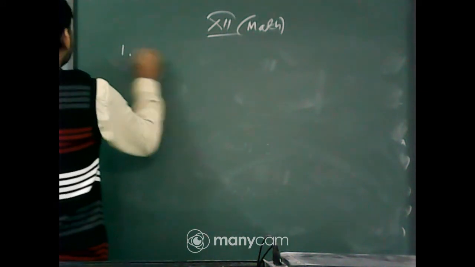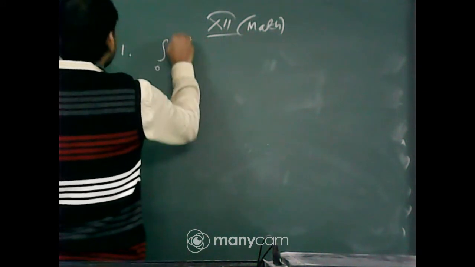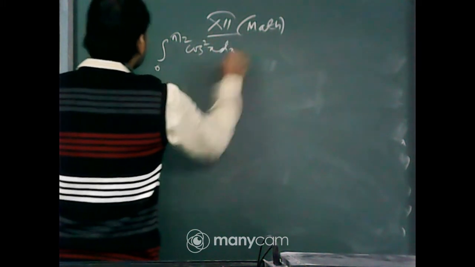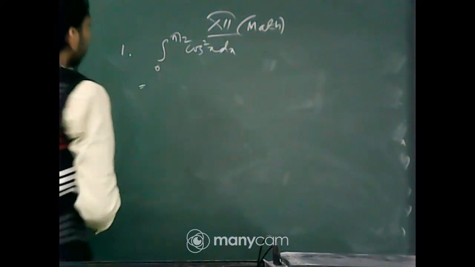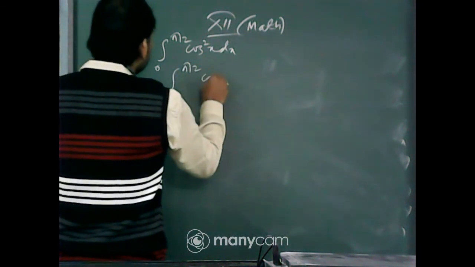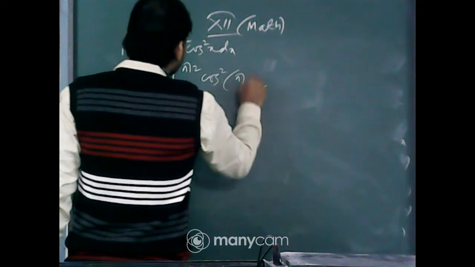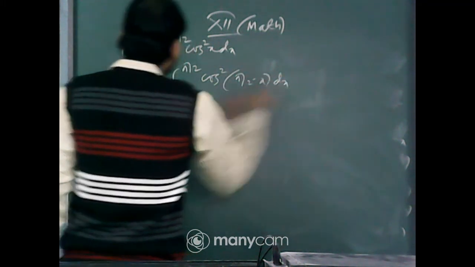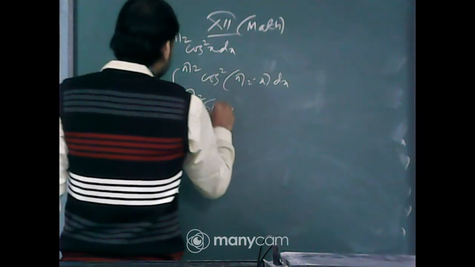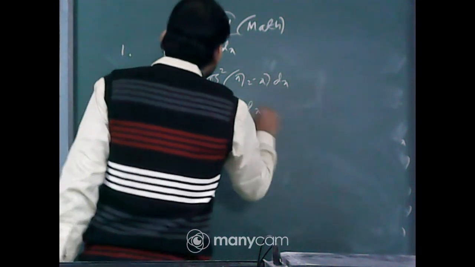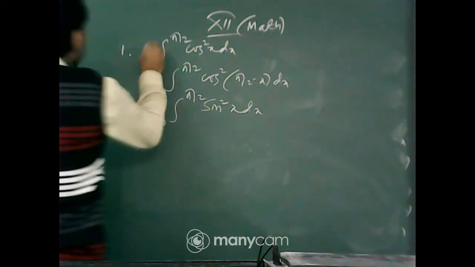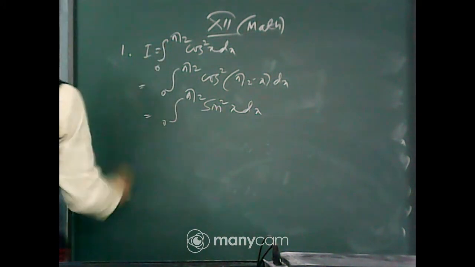First one, integration 0 to pi by 2 cos square x dx. Now using the property number P4, it can be written as integration 0 to pi by 2 cos square (pi by 2 minus x) dx. That means integration 0 to pi by 2 sin square x dx. Okay, cos (pi by 2 minus x) means sin x. Now take it as I integral.